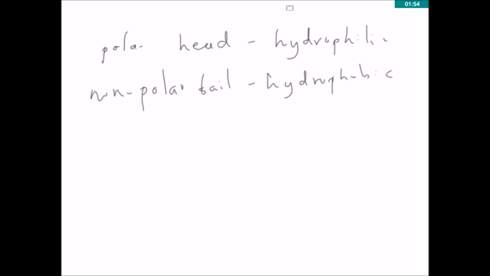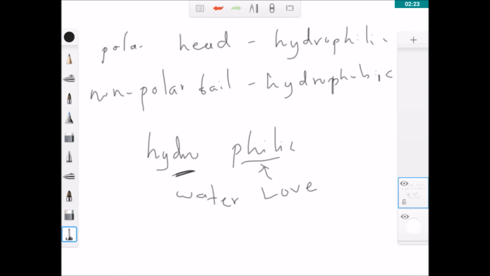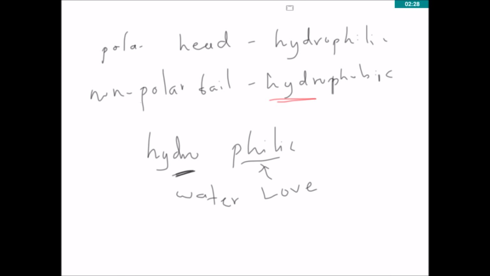So what does this mean? Hydrophilic and hydrophobic. Hydro means water. Philic means they love water. That means they attract water. And hydrophobic means, hydro is water, and phobic means they hate. Phobia means fear. So you can remember this: hydrophobic, they are afraid of water.